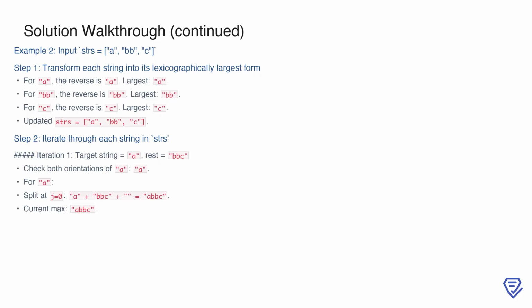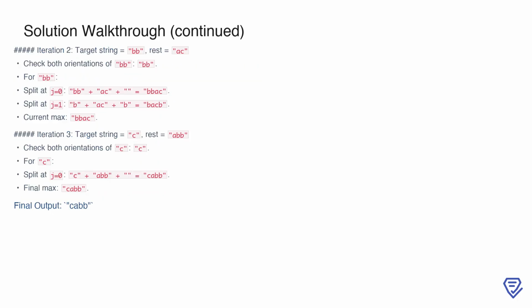Now, we iterate through each string. In the first iteration, we treat A as the target string and the rest of the array as BBC. Since A and its reverse are identical, we only consider one orientation. Splitting at position 0 and concatenating gives A plus BBC, resulting in ABBC. Since there's only one possible split for A, the current maximum string is ABBC.